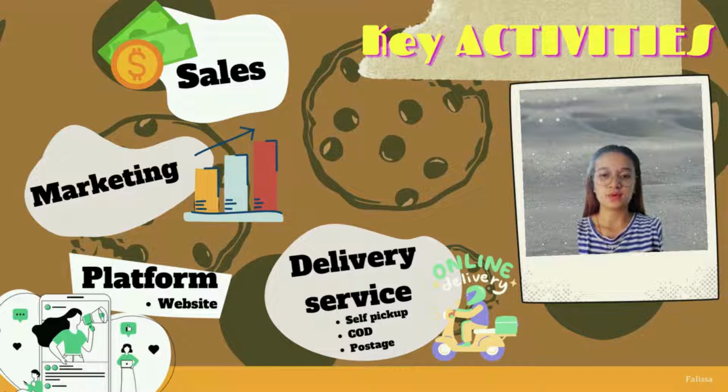Other than that, a platform ultimately enables this value creation by facilitating transactions. So we have created a platform, known as a website, for Chocomonster, which has all the facilities customers need to make their purchases. Lastly is delivery service. Delivery service for Chocomonster is available in three types: self-pickup, cash on delivery, and postage. For self-pickup, no fees will be charged, and for cash on delivery and postage, the fees will be charged according to location, but free delivery is offered for those who order above 50 ringgit Malaysia.